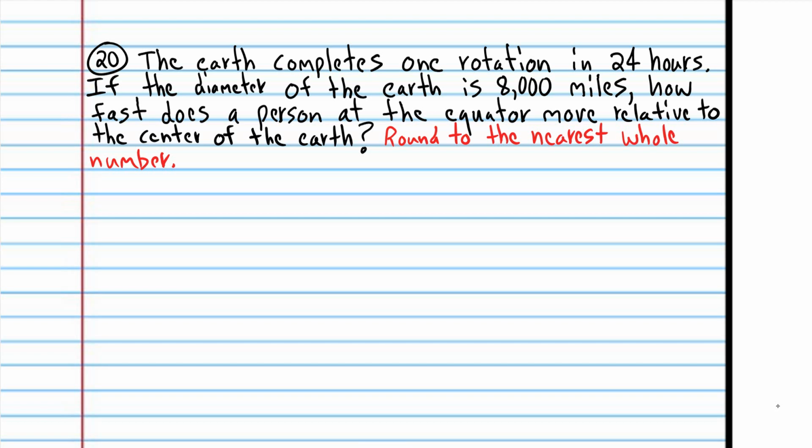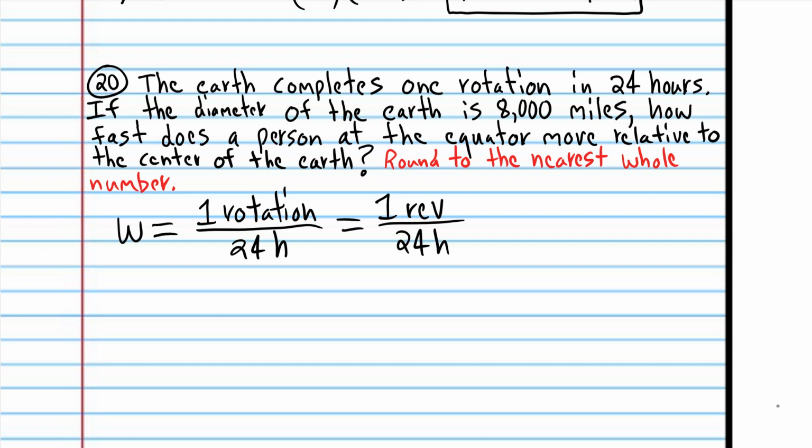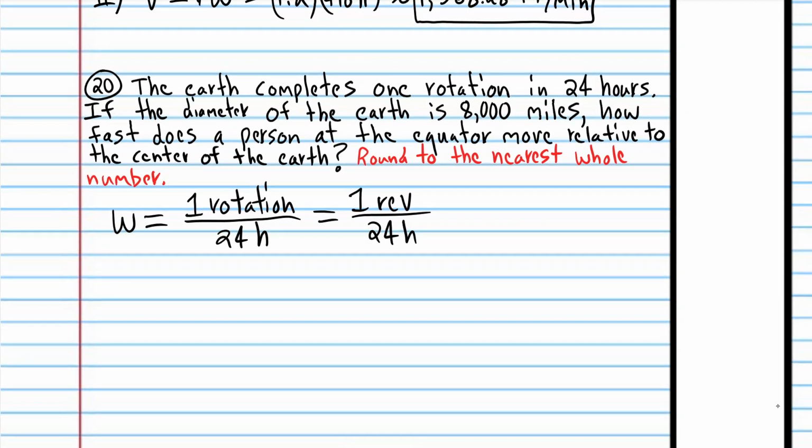So, let's try another one of these problems. The Earth completes one rotation in 24 hours. So that just gave us the angular velocity, not momentum. So omega is equal to 1 revolution. Maybe we should start by saying 1 rotation, because that's what the problem says. 1 rotation every 24 hours. That's angular velocity. But remember, 1 rotation can also be called 1 revolution. So it's just a lot of fancy words that mean the same thing.